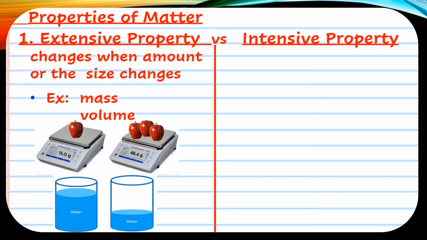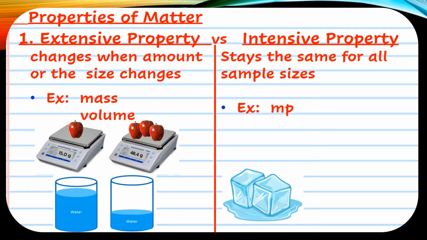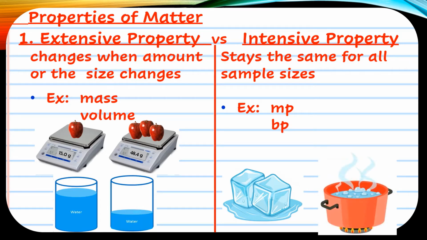By contrast, an intensive property is a property that stays the same no matter the size of the sample. So these are going to be properties that when you change the size, there's no change in these properties at all. An example would be the melting point. Water is going to melt at 0 degrees Celsius, whether you have a large piece of ice or a small piece of ice. Water is also going to boil at 100 degrees Celsius at normal atmospheric pressure. So the boiling point is also the same regardless of the amount of water that's in the pot.